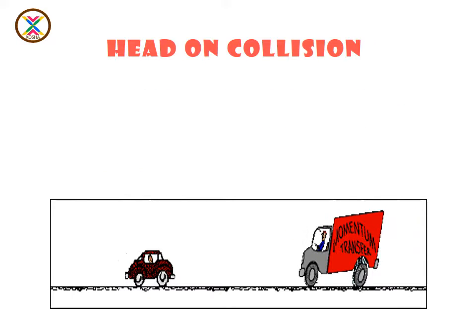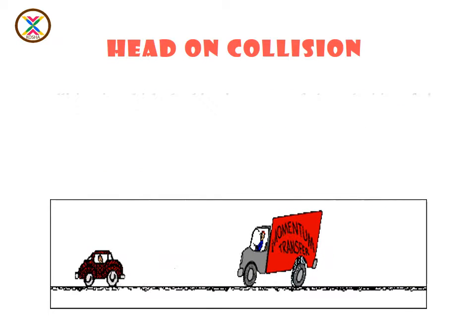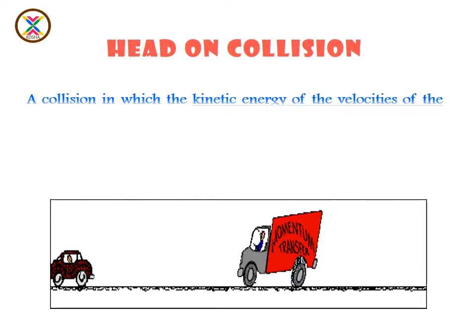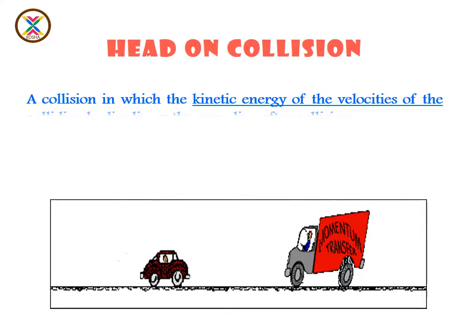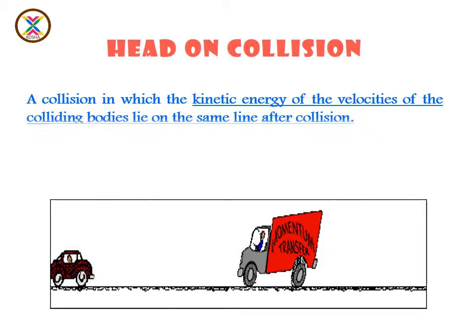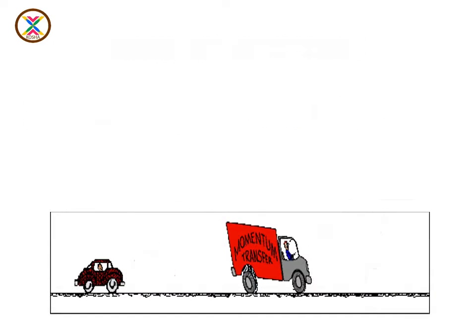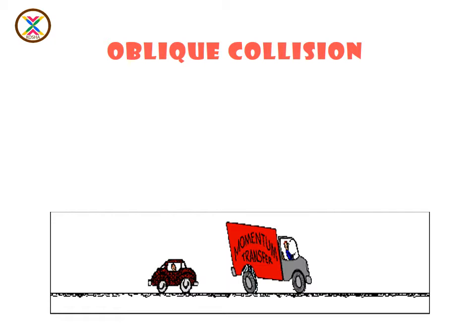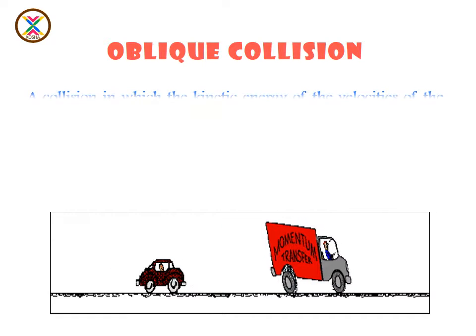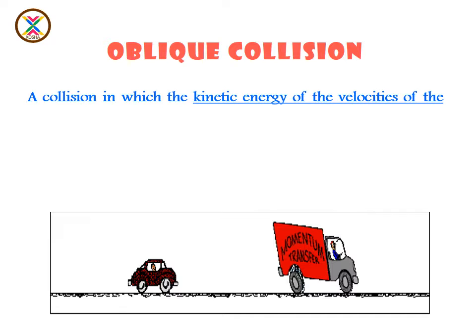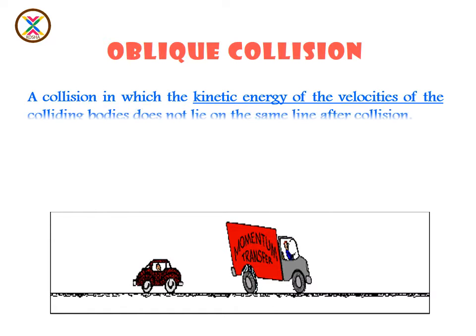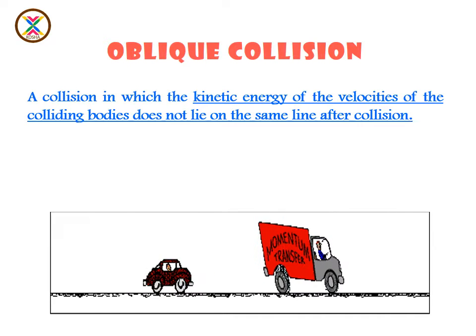Head-on collision: a collision in which the velocities of the colliding bodies lie on the same line after collision. Oblique collision: a collision in which the velocities of the colliding bodies do not lie on the same line after collision.